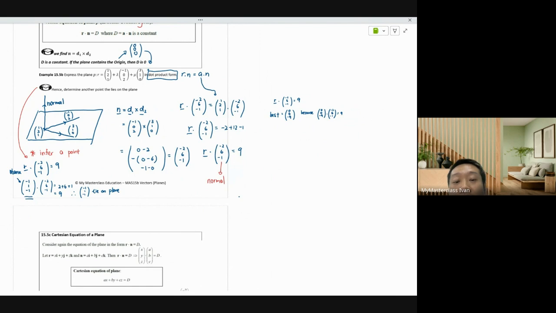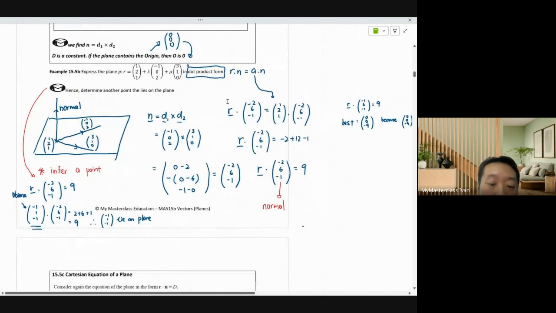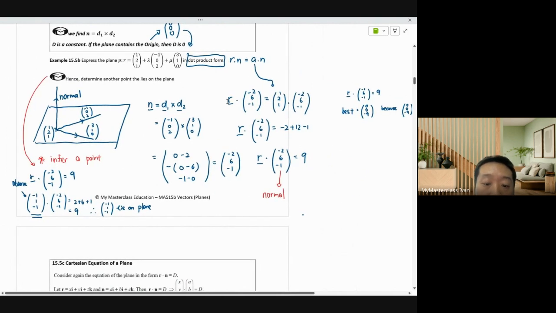R is just a variable. Okay, R is just a representation of the line or plane. R is a representation of vectors in 3-dimensional form. R is always a variable, it's X, Y, Z. Okay, R always means X, Y, Z.